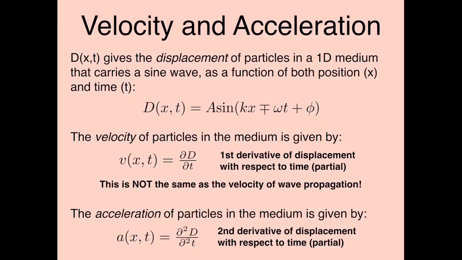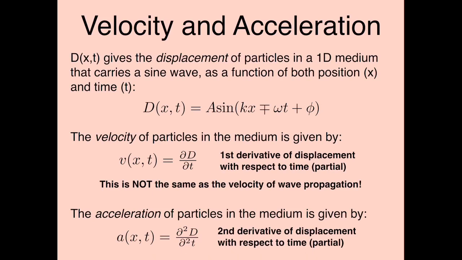Okay, so next, let's talk about velocity and acceleration as it relates to this result that we derived. Remember, d of x and t gives us the displacement of particles in a 1D medium that carries a sine wave. And again, it's a function of both position x and time t. And the general form that we have is d of x and t is equal to a sine of kx minus or plus omega t plus phi. That is the general form that we have.